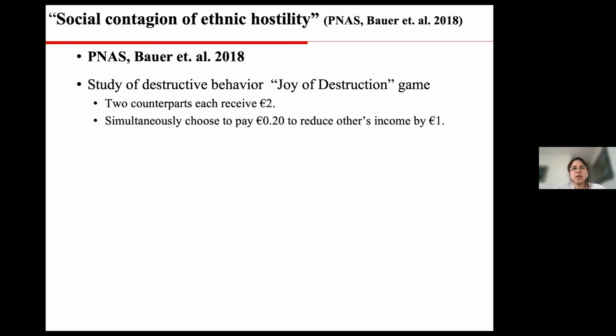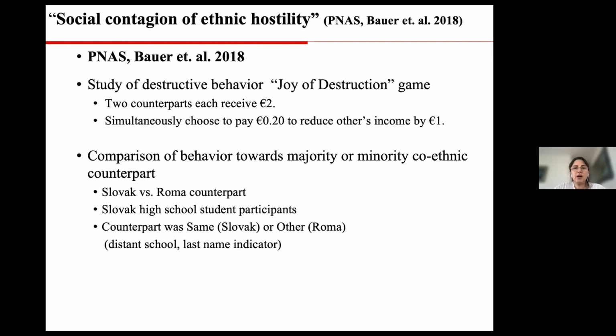And the joy of destruction game is you have two people, each receives €2. They can simultaneously each pay 20 cents to reduce the other's income by €1. Okay, so this is purely pay money, reduce the other person's income. So it's called the joy of destruction game. And what they were doing was comparing the behavior towards majority or minority co-ethnic counterparts. So again, you have two people, and you want to look at my decision when I'm Slovak versus when I have a Slovak counterpart versus when I have a Roma counterpart. So you have pairs, right?